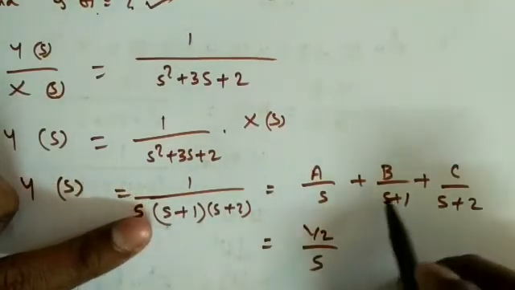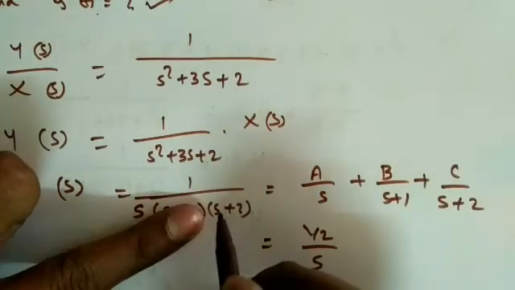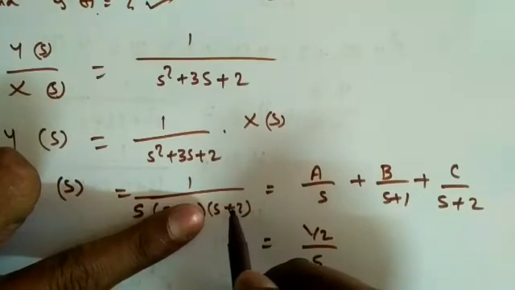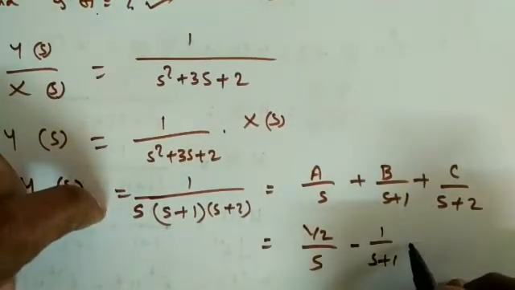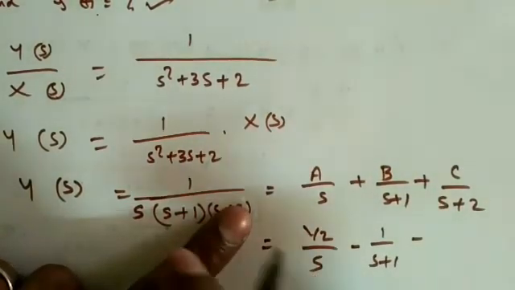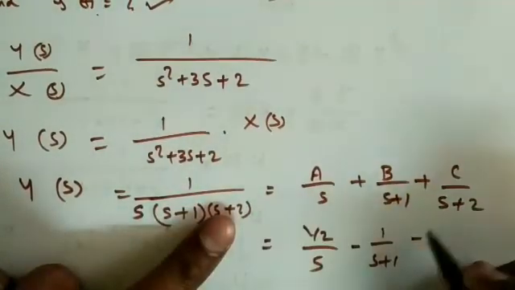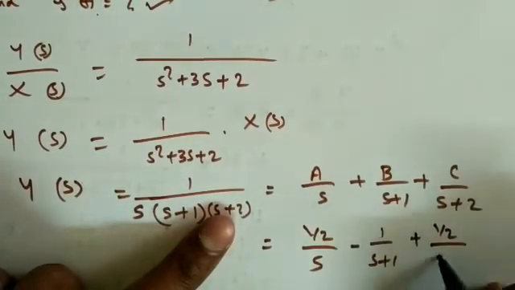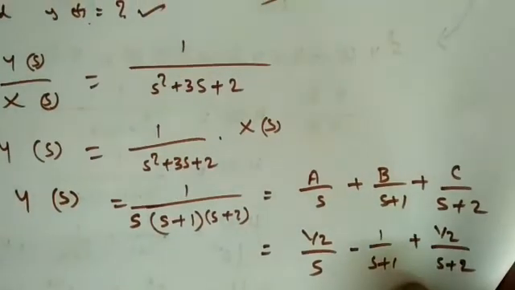Now to find b, we substitute s is equal to minus 1. So the other terms will not be there. Minus 1 plus 2 is 1, and this is minus 1, so it will be minus 1 by s plus 1. Next, for s is equal to minus 2, the other terms will not be there. Minus 2 plus 1 is minus 1, and minus 2, so the minus will be cancelled, so this will become 1 by 2 by s plus 2. Now what we need to do is simply take the inverse Laplace transform.